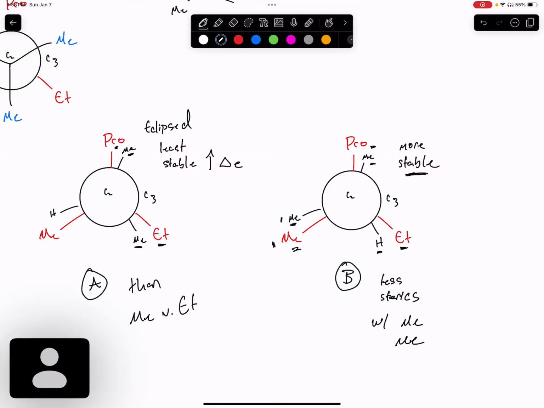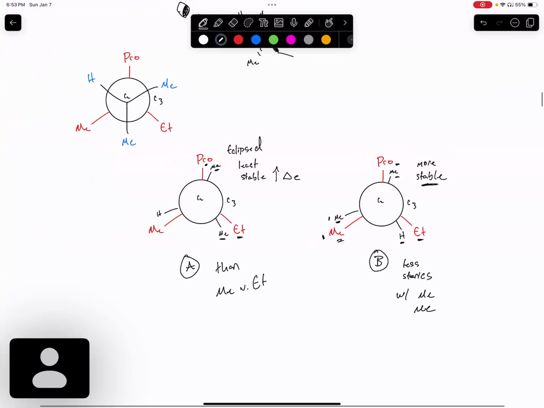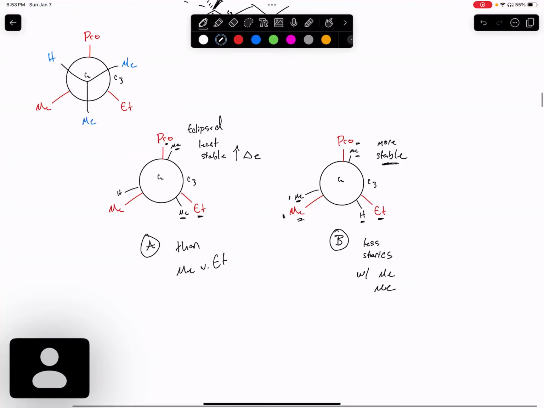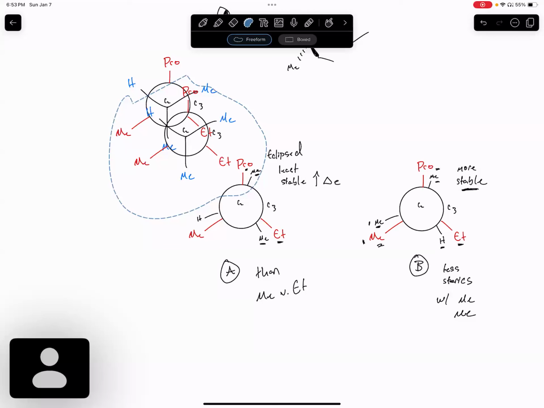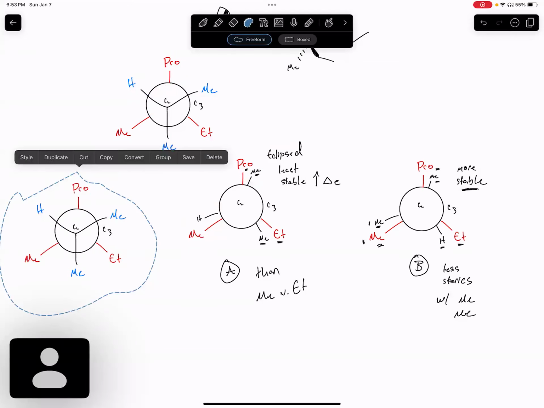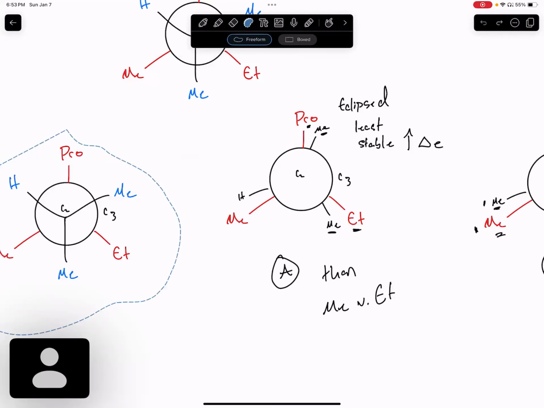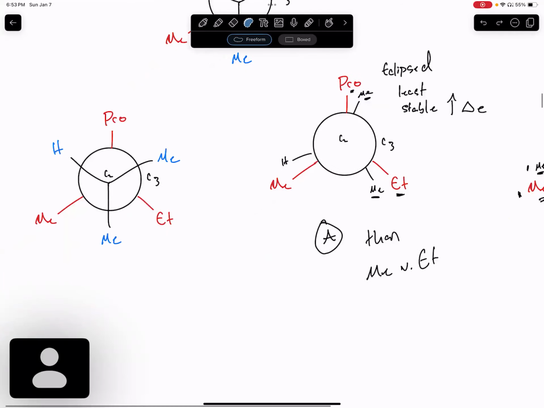Does this make sense to everybody? Yes. Okay, cool. And now let's see what I could do to make this even more stable. To make this even more stable, how about we copy our parent structure one more time. I'll put this over here. Now let's see how I can make this more stable.